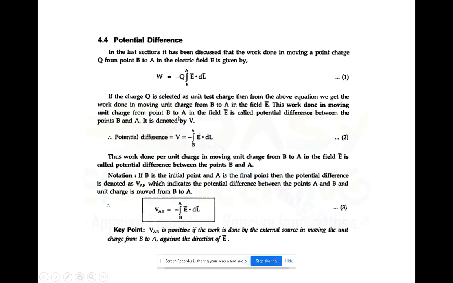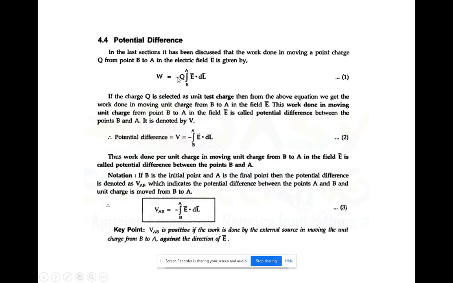So now we are going to see the potential difference between the two points. Now from point B to A, we are going to move the point charge in the electric field. That's why it's called work done in the electric field. That is represented by W equal to minus Q integral B to A E vector dot dl vector, the work done equation obtained on the previous page.